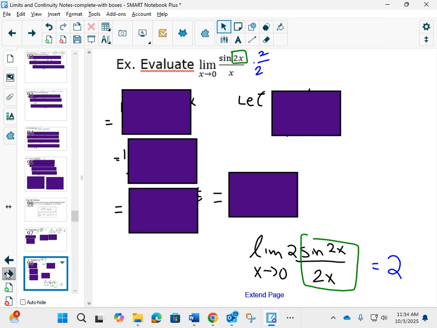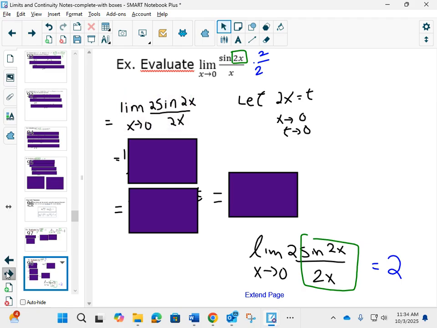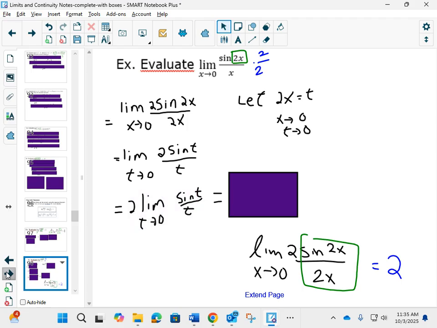If we wanted to do some formal stuff, we could let 2x equal t. As x goes to 0, t goes to 0. I do this 2 and 2, and then I get the limit as t goes to 0 of 2 sine t over t. The limit law says I can bring that 2 out in front, and I get 2 times 1, which is 2.